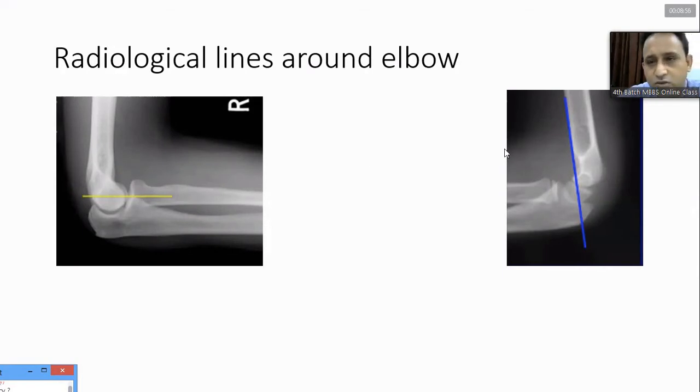The other line is the anterior humeral line, which is drawn through the anterior humeral cortex. As you go on passing it down, it should also pass through the center of the capitulum. If the capitulum is quite anterior or quite posterior, then you know that it is a displaced fracture of the capitulum. I'll show you later on. So these are the two lines on the lateral view.